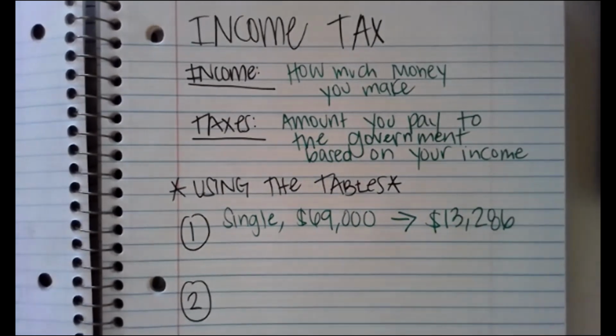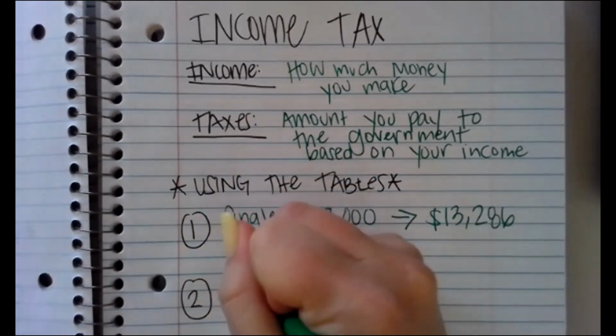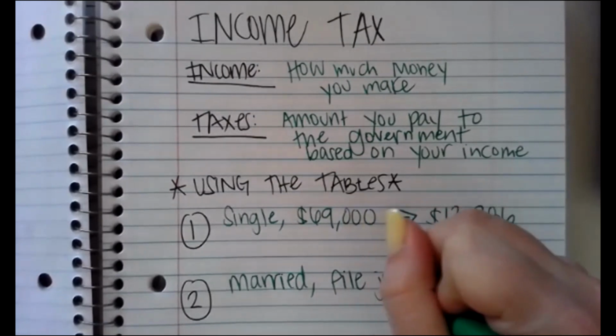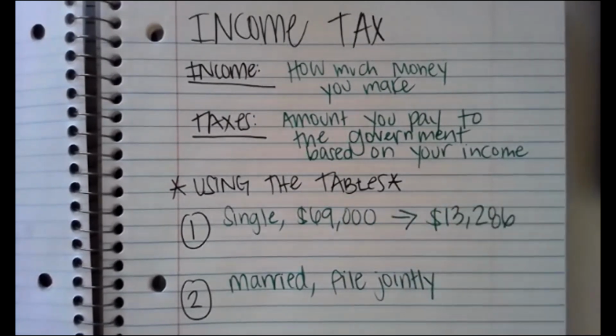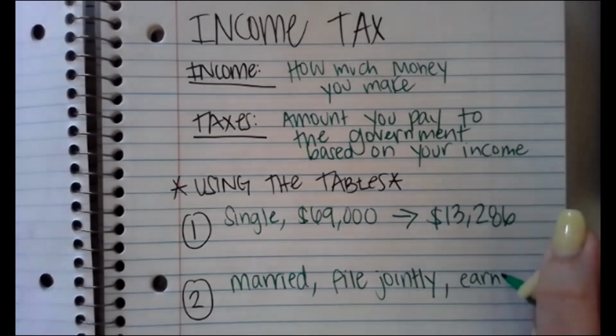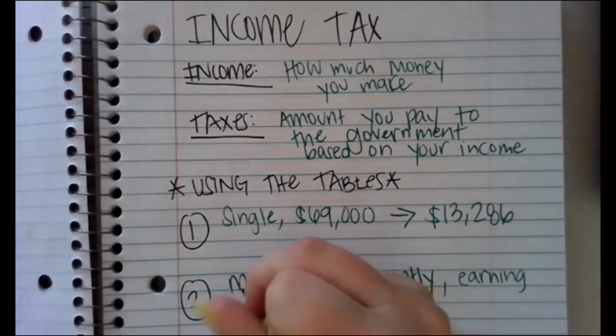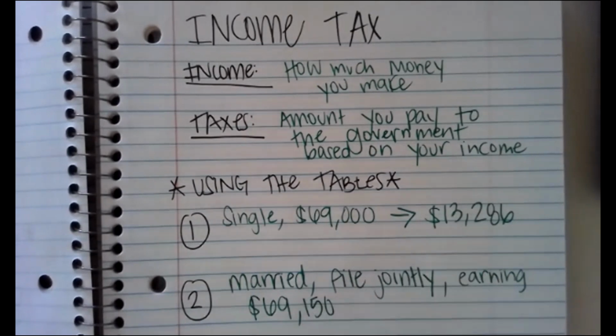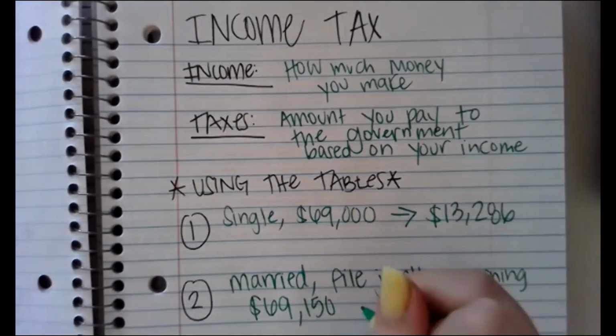The next question is, let's say that we were married and we decided we're going to file jointly. So meaning me and my partner are going to file our taxes together. And let's say we're earning a combined income, let's say we were earning $69,150. Okay, that's our combined income.